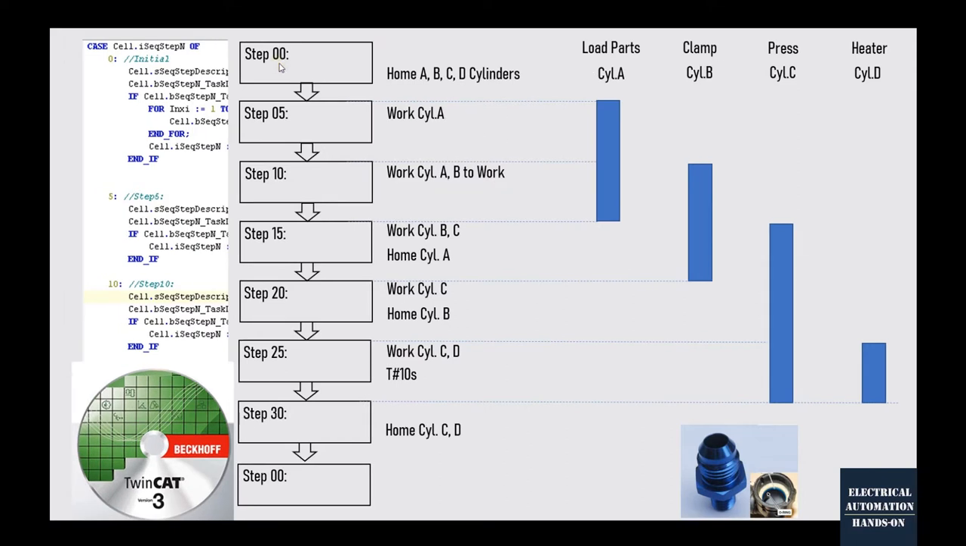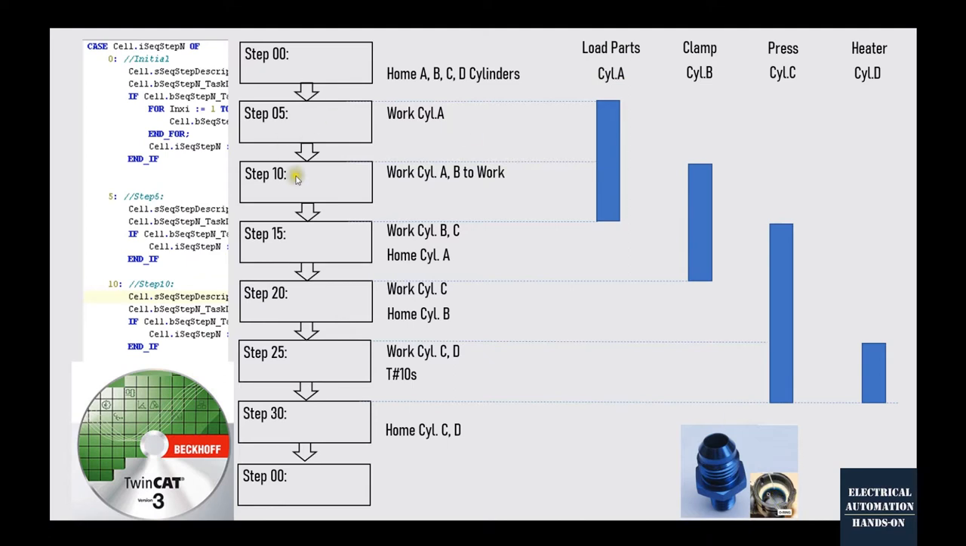Okay, now we have finished the sequence control program, step 0 to step 30, to assemble this housing part. Firstly, the operator will load the housing first. The operator will press this button, and once the machine checks the part is present, after pressing, it will move to step 5. At this step 5, the machine will control cylinder A to load some parts within this housing.